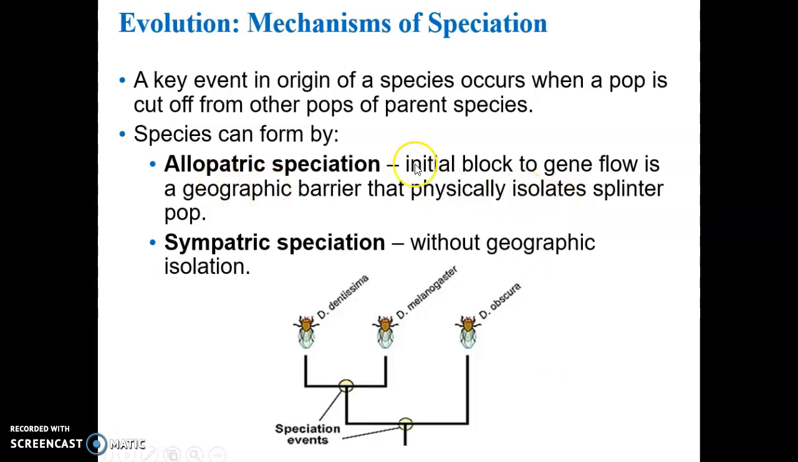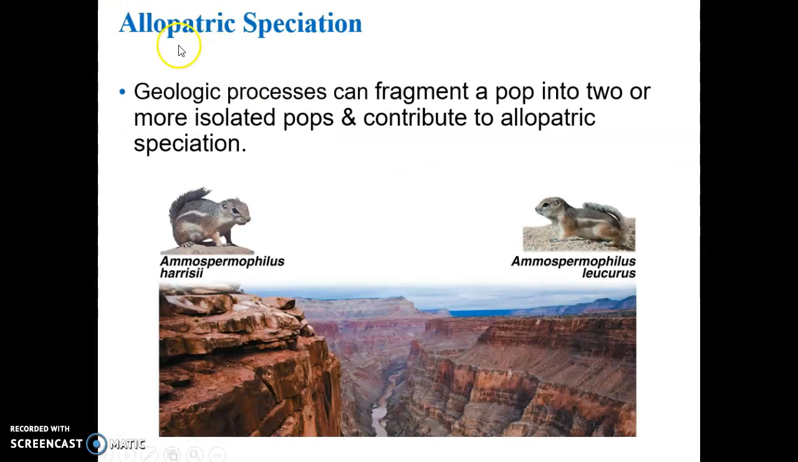With sympatric speciation, there's a speciation event that occurs without geographic isolation. The two separate groups of the same initial species are still in the same geographic location, but yet a speciation event occurs. That's a little more rare, but we'll talk about how that can happen. So allopatric speciation is a little more straightforward.